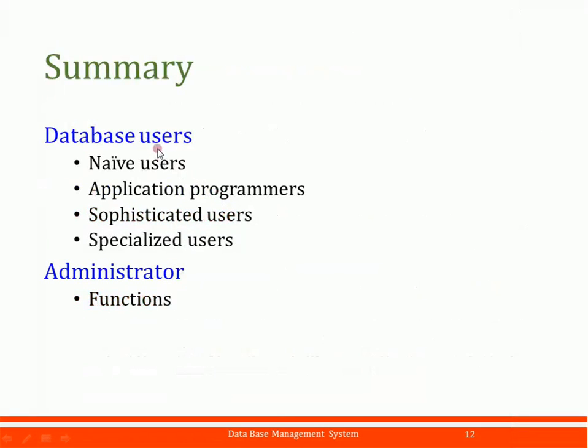Summary: we have discussed about the database users and the administrator. We have discussed 4 different types of users, like naive users or the unsophisticated users, application programmers who are going to write the application program, and sophisticated users who are going to use or perform specialized operations using the applications, and the specialized users fall into the database users. And we have an administrator who's going to have a central control over the database, and we have discussed 5 important functions of the administrator.